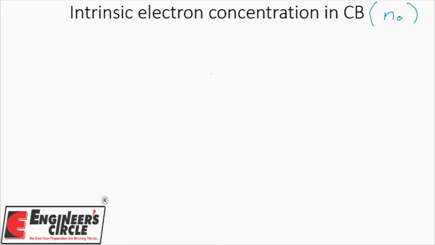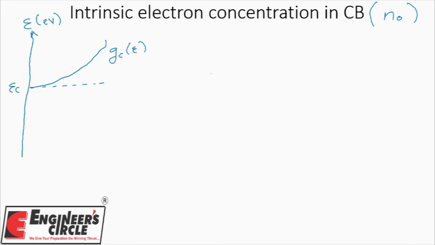So we have the energy states E in electron volt. This is the conduction band edge, that is EC. The parabolic density of states approximation, this is GC of E.